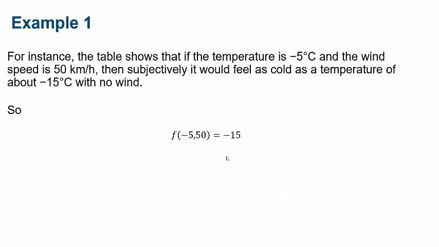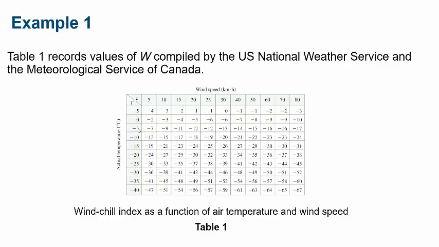So for instance, the table shows that if the temperature is -5 degrees Celsius and the wind speed is 50 kilometers per hour, then subjectively it would feel as cold as a temperature of -15 degrees Celsius with no wind. So here's what you did: temperature, wind speed, then that's the value it takes on, -15.